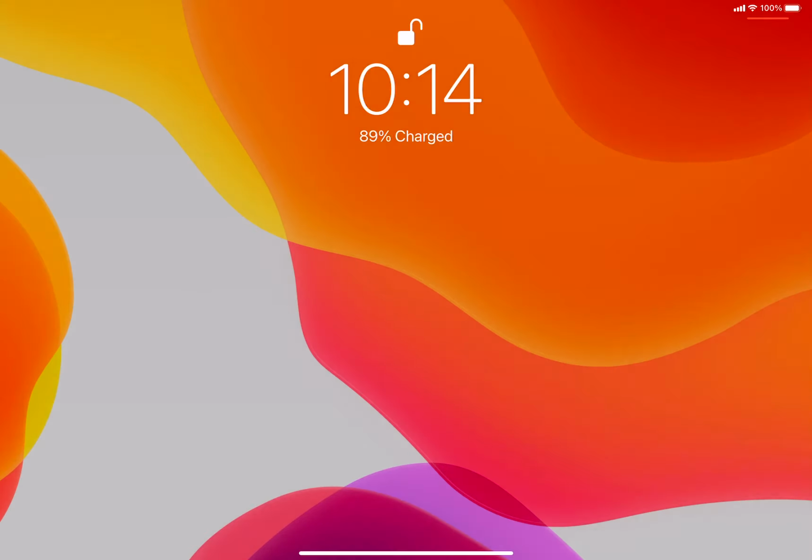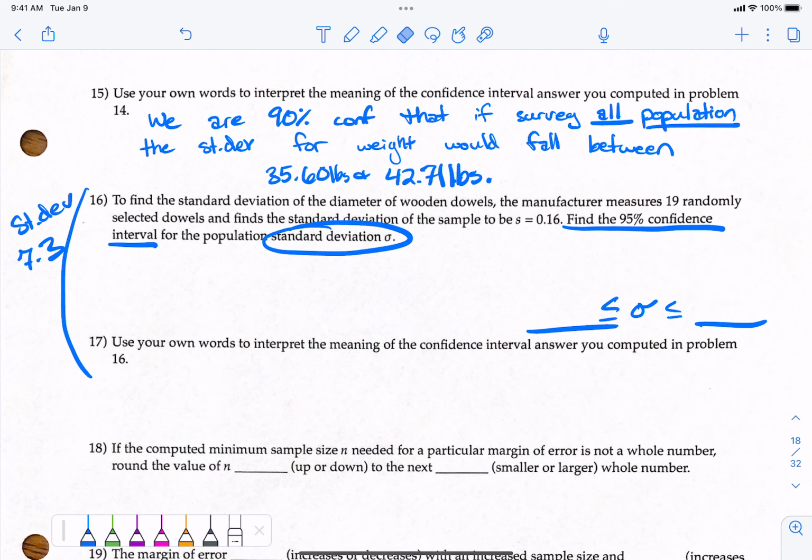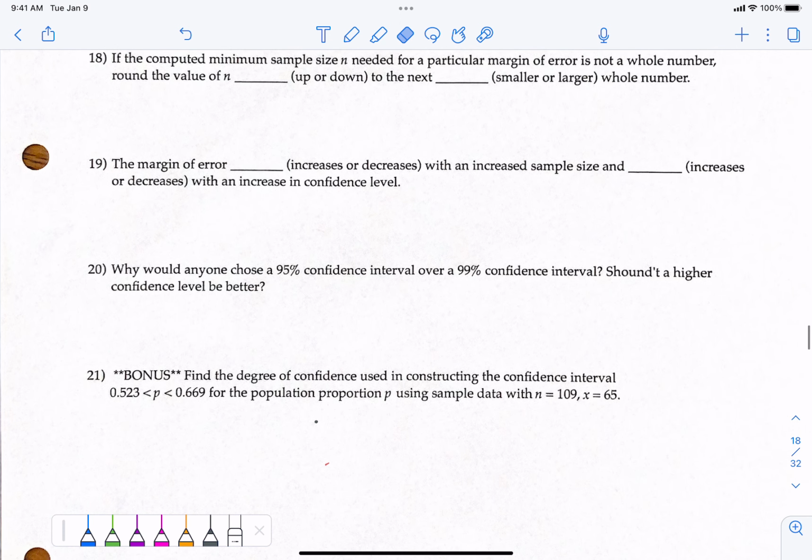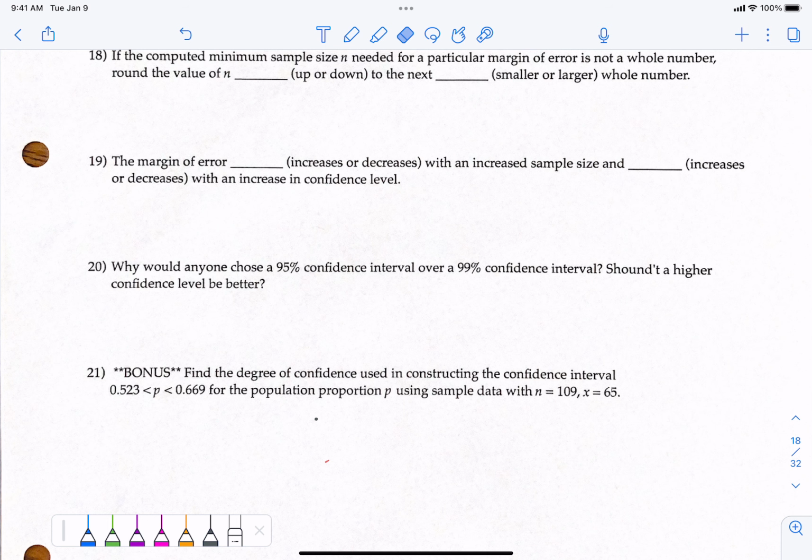Wait, why am I still getting it? Wait, I put 90% instead of the 95%. Oh yeah, it should be 28. Yeah, that's fine. Are you ready for 18? No! Just wait, what did you get for filling in the blank? 18, 19, 20 are just regular questions. Just wait. Okay.